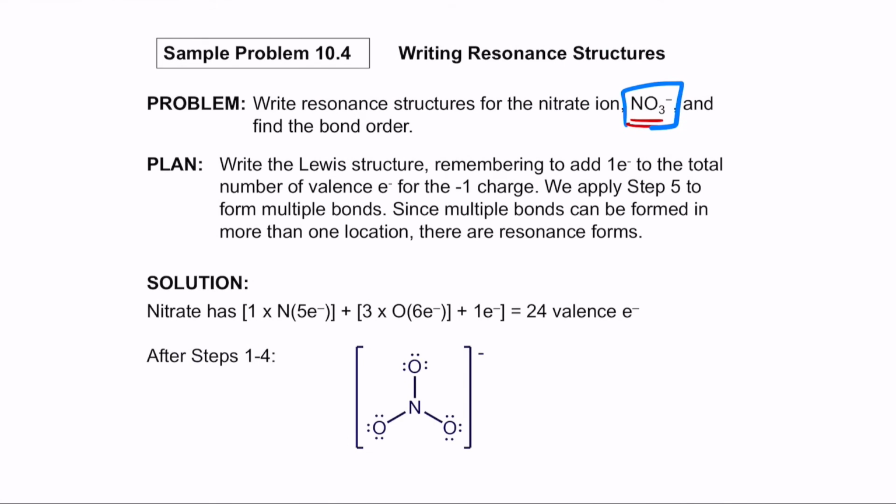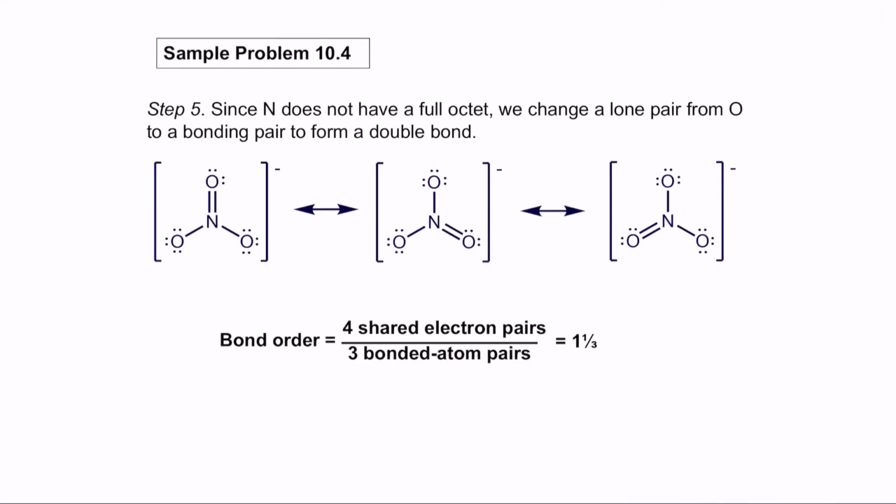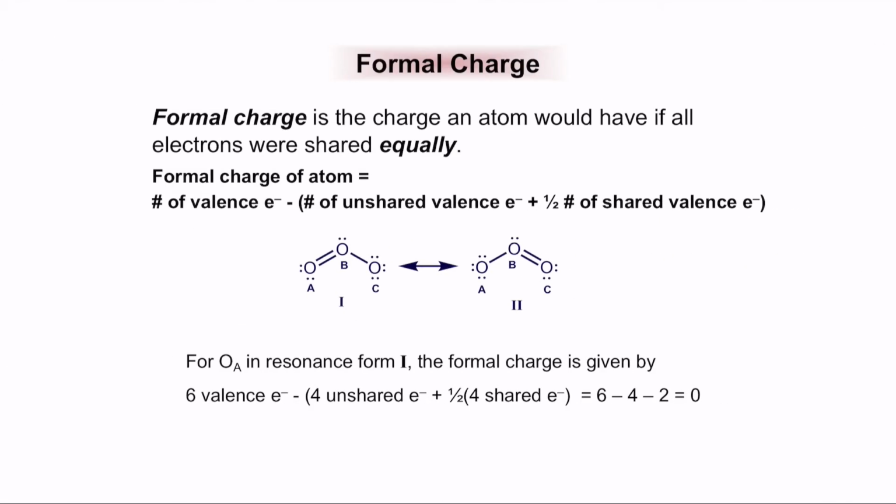So this is how we can know the actual resonance form. Now we have 4 shared electron pairs and 3 bonded atom pairs, which gives you a fractional bond order of 1 1/3. Nitrogen here does not have a full octet, so it has to share. That sharing can come from any one of the oxygen atoms, resulting in these 3 resonance forms.